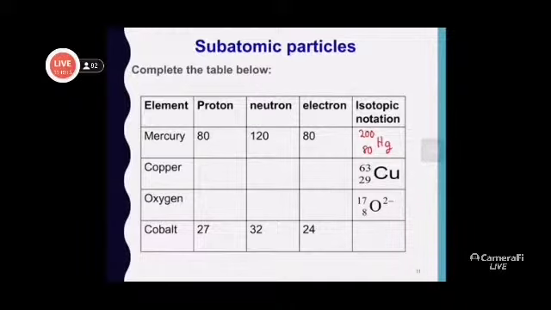For copper, so for this example, the isotopic notation is given. So we have to predict the number of proton, neutron and electron. So 29 is the number of proton. Okay, write down 29. Neutron. So 63 minus 29. Okay, 63 tolak 29. So dapat the answer is 34. Neutron number. And alright, the number of electron is equal to the number of proton.